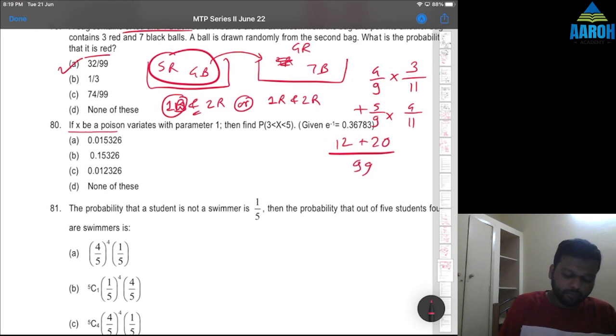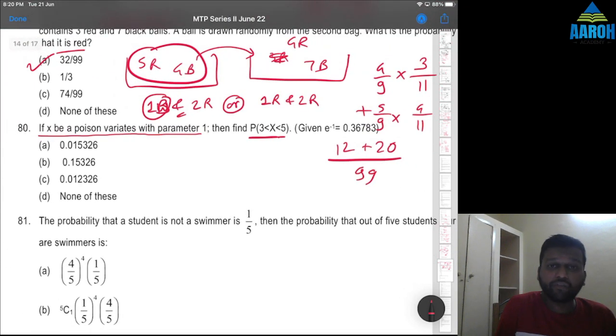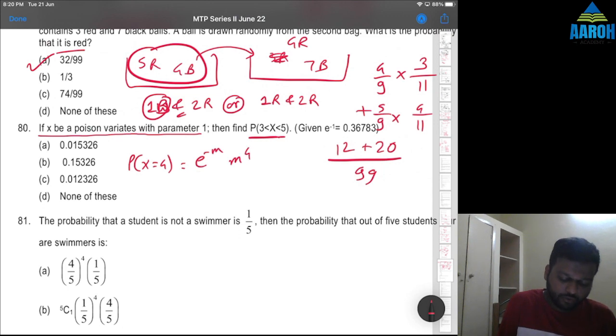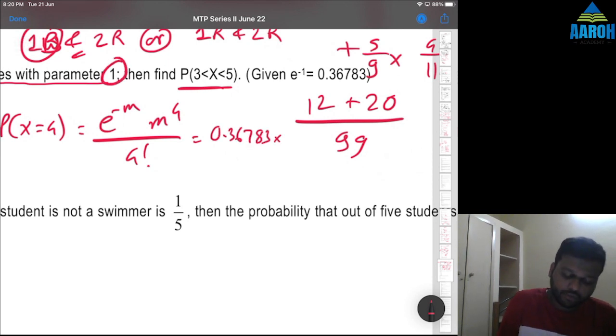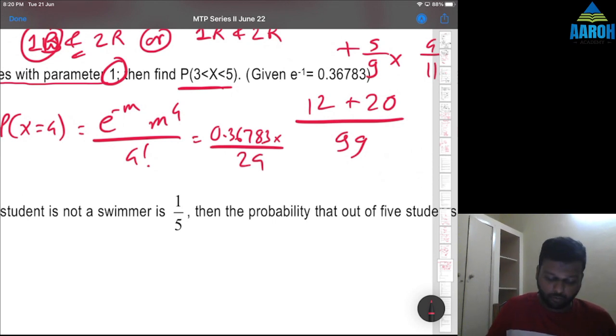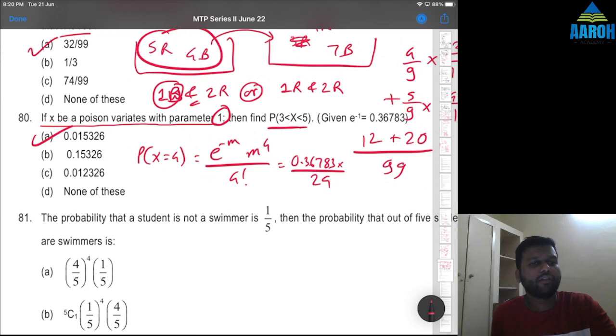Next, if x is a Poisson variate with parameter 1, then find the probability that x is between 3 and 5. Understand that it is not less than or equal to, it is just the less than sign. Less than means it cannot be 3, it cannot be 5, that means it has to be 4. So they are just asking for this, nothing else, right? Fine. What is the probability that x is equal to 4? e raised to minus m into m raised to 4 upon 4 factorial. Now e raised to minus m they have already given, 0.36783, into m is 1, right? So 1 raised to 4 is 1 by 24. So how much is that going to be? 0.36783 by 24, which is 0.015326. Option A is the correct answer here for question 80.